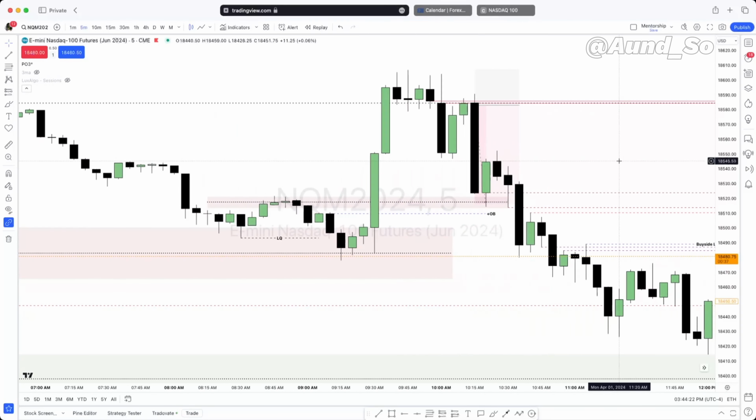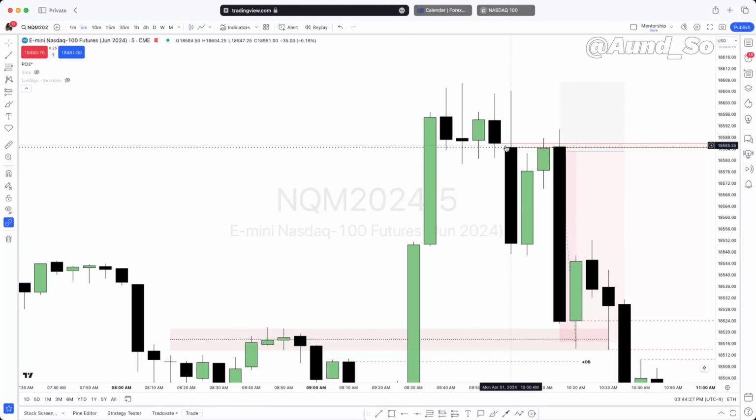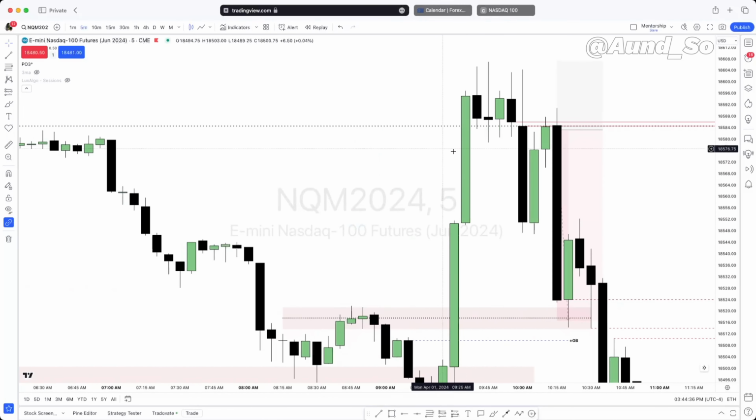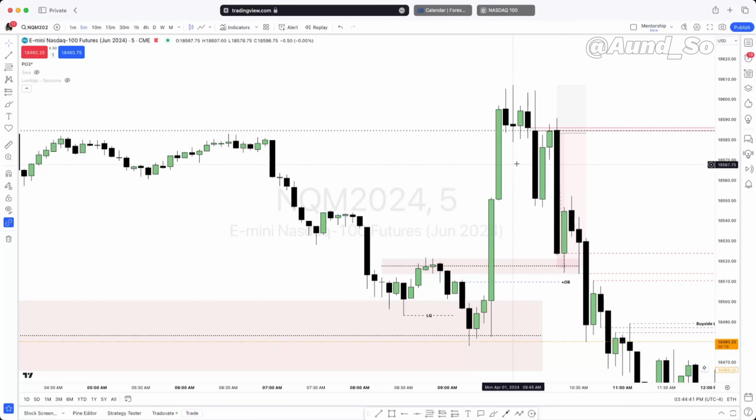So I saw this volume imbalance right here. You see that? This candle close to this candle open. Because what was happening is it was touching these gaps and pushing, but it didn't really have any strong bodies. It just kept wicking back and forth, but it was staying in this area.